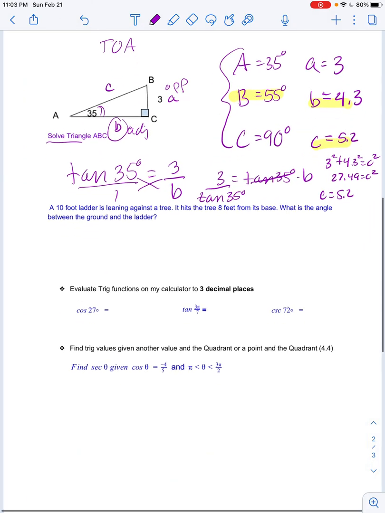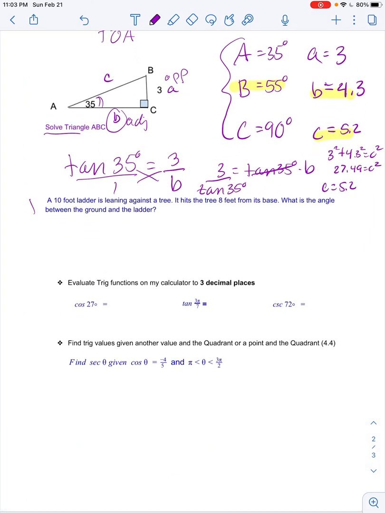All right. How about here? This is the word problems. A 10-foot ladder is leaning against a tree. It hits the tree 8 feet from the base. What is the angle between the ground and the ladder?